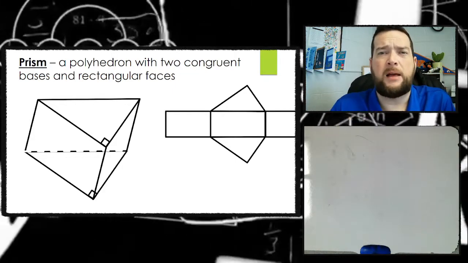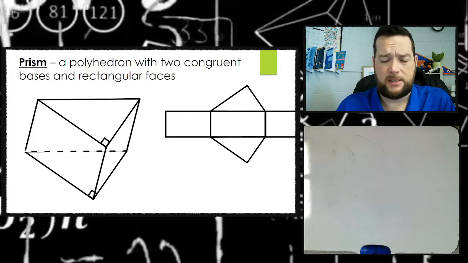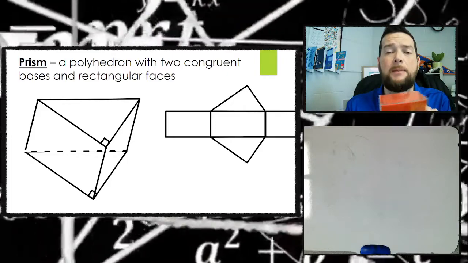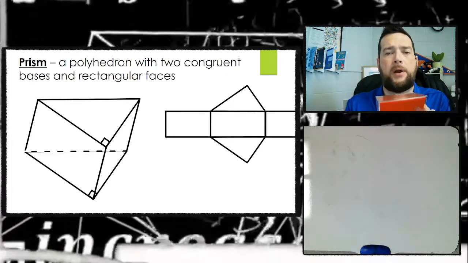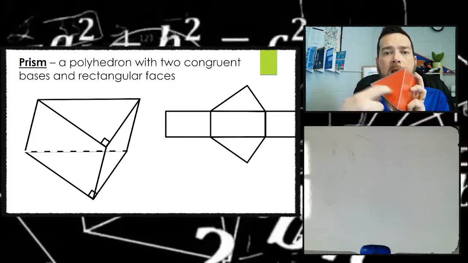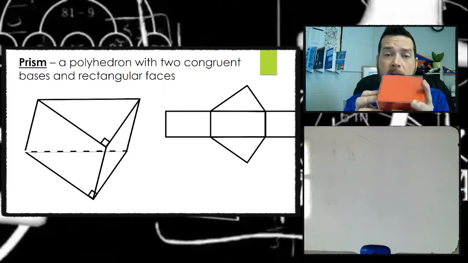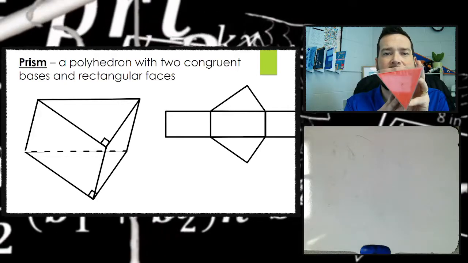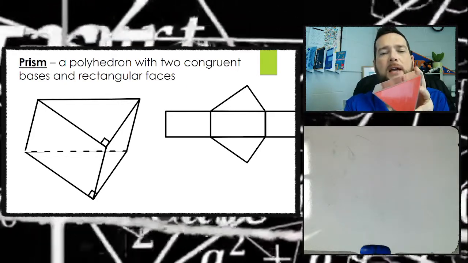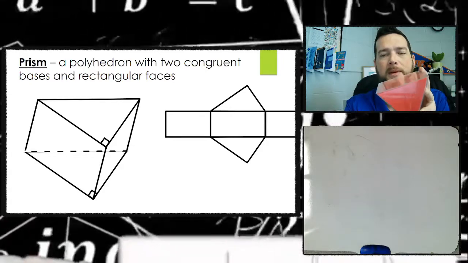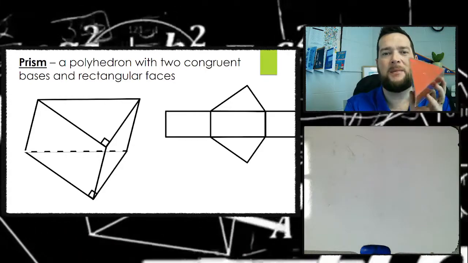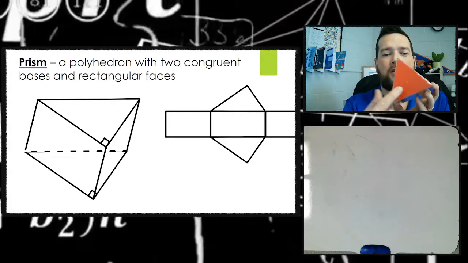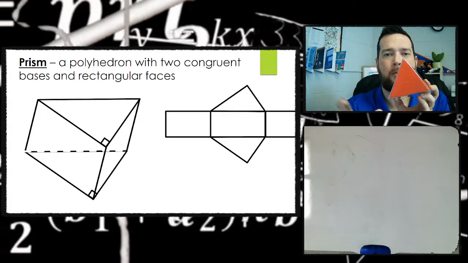All right, so now let me talk to you about how to name this. Why do I call this a triangular prism? Whenever you're going to name a prism or a pyramid, you start by recognizing if it's a prism or a pyramid, and then you're going to find the base, and whatever shape the base is, that's what kind of prism or pyramid it is. So this is a prism. That's the base, which is a triangle. And so this is going to be a triangular prism.